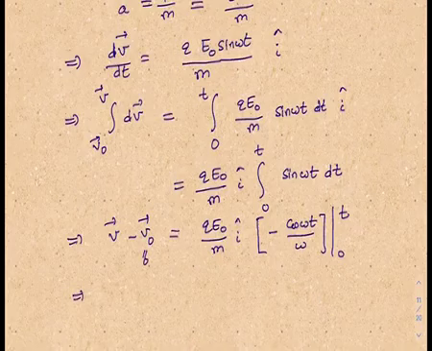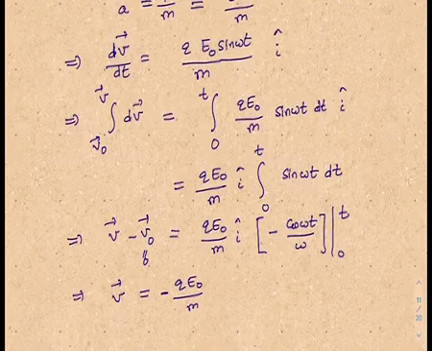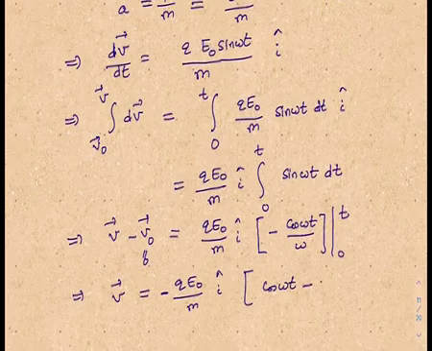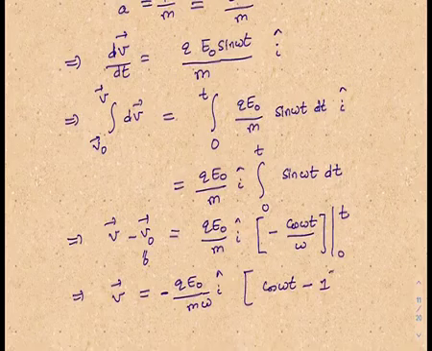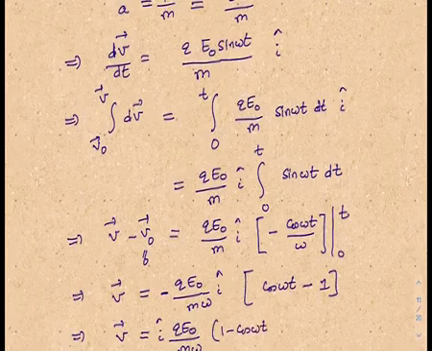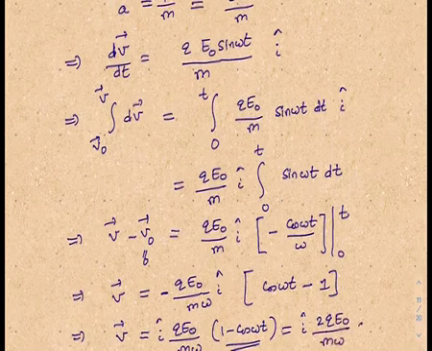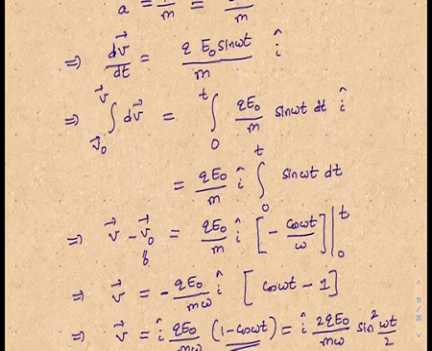Because v0 is equal to 0, the initial velocity is 0, so I have q E0 by m, minus sign taken out, then I cap, and putting in the limits I get cos omega t minus 1, with omega also taken out. So v would be q E0 by m omega, along the x direction, times 1 minus cos omega t, which I can further write as a single term: I cap, twice q E0 by m omega, times sine square omega t by 2.